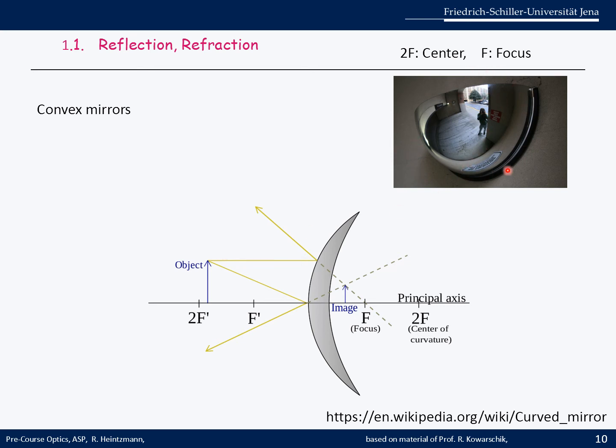Here is such a curved mirror, which gives us a nice overview around the corner, so to say, if there's something. So you see these sort of mirrors often in traffic as traffic mirrors to basically indicate what's going on in a bigger field of view.